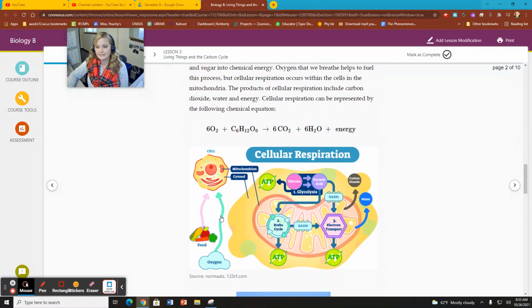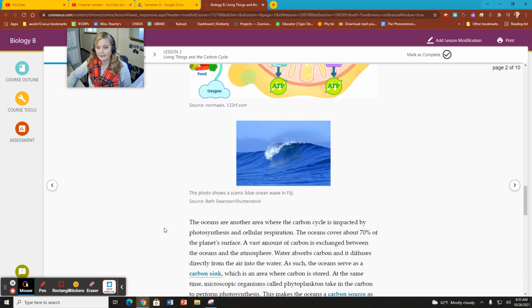And then we have the process of cellular respiration, in which you take those living things, those sugars that are produced by plants, and then you metabolize them and you use them to make ATP. And then you give off carbon dioxide. So they are opposite processes. One of them is removing CO2 from the atmosphere, and one of them is recycling that CO2 back into the atmosphere.